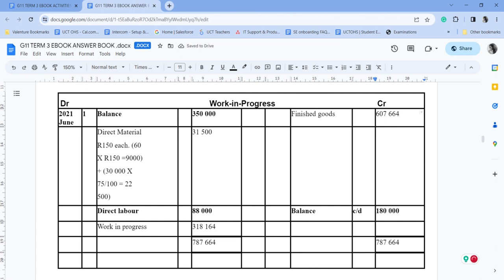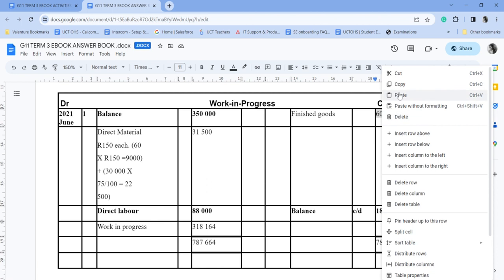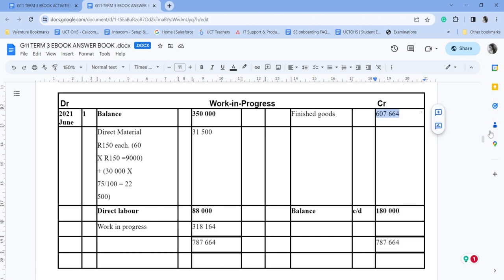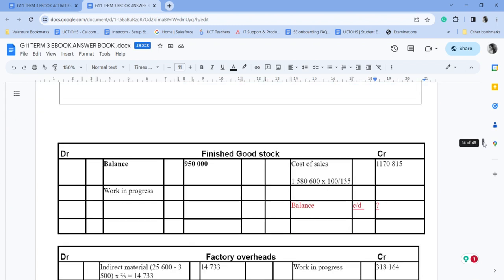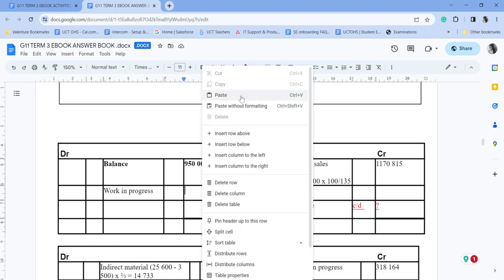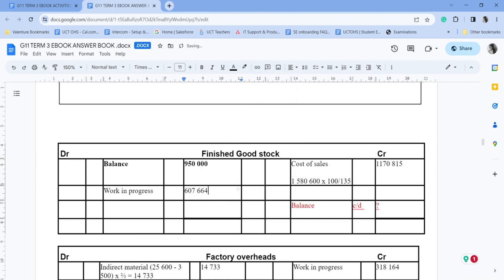This is my amount for the finished goods account. So I'm just going to copy this and paste it in the finished goods account, on the debit side. Again, this is another account that doesn't change; it will always look exactly like this. My work in progress, I put that amount in that account. Now here, I'm going to do this because I have to explain it.